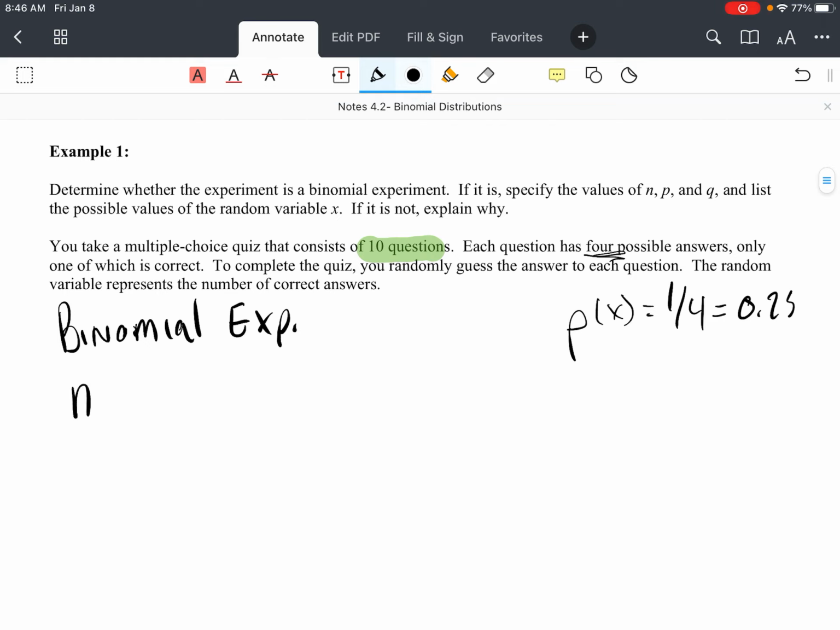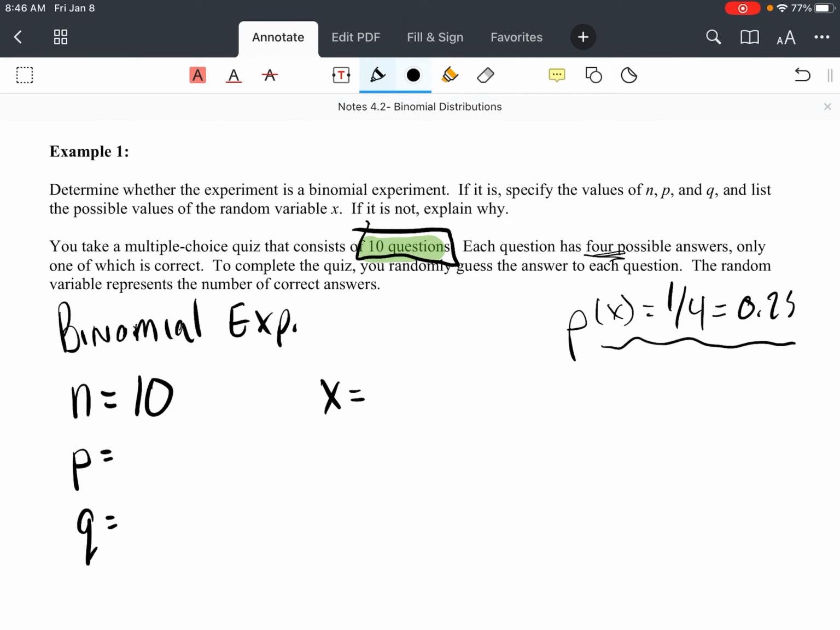Okay, so the next thing it's asking for is to indicate what N, P, Q, and X are. N is the total number of questions that we're dealing with. So in this case, N would be the 10 questions. So N would be 10.